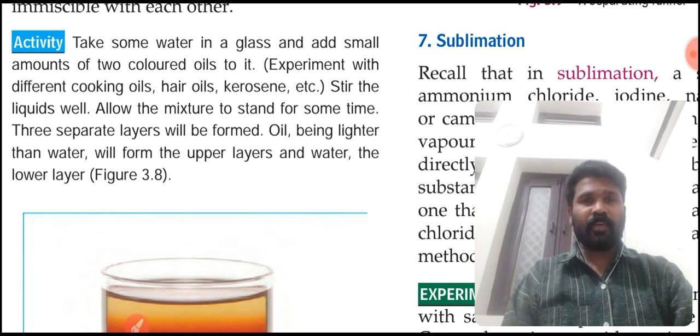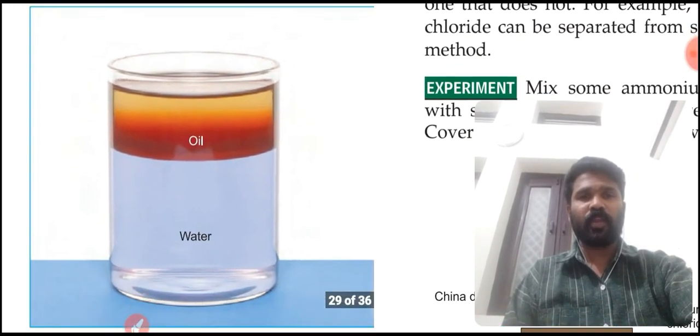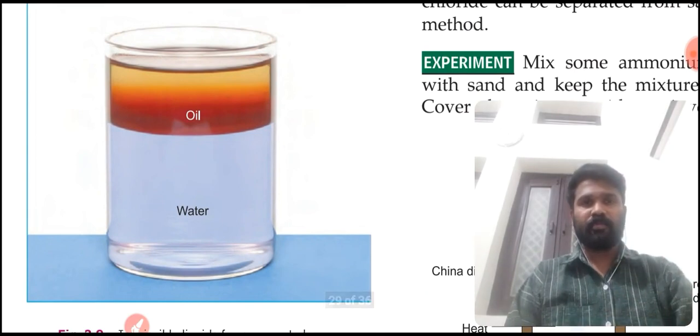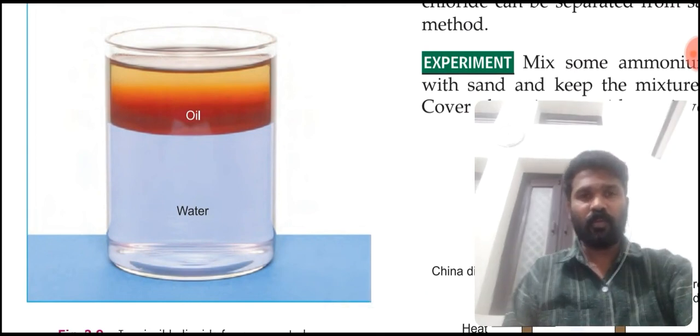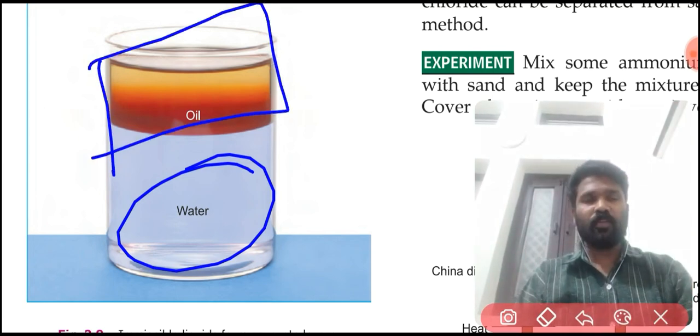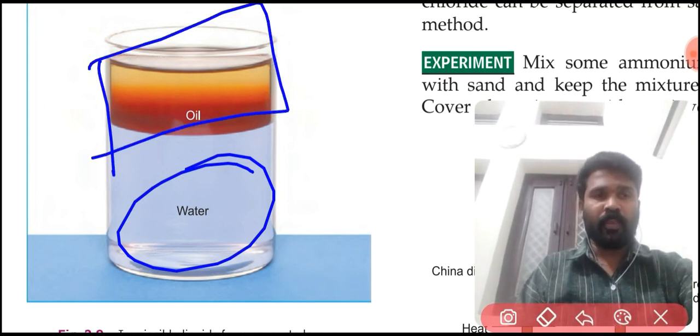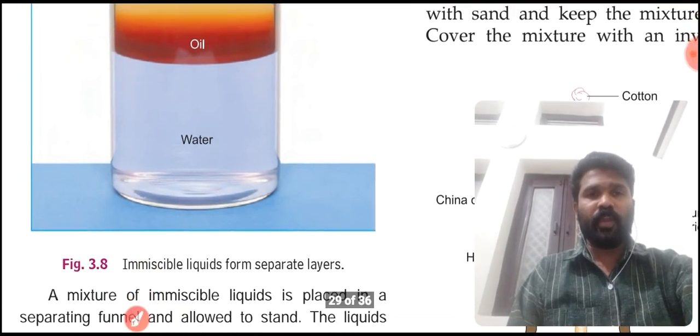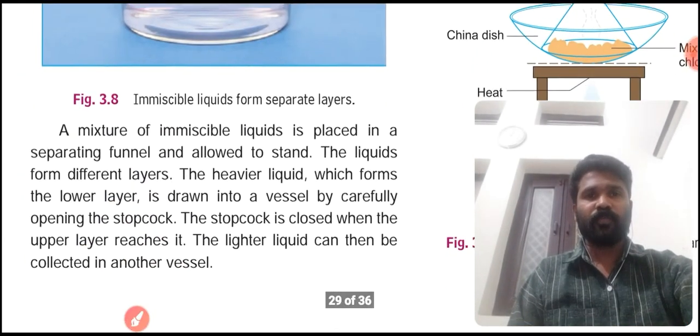Oil, being lighter than water, will form the upper layer and water the lower layer. You can see in the diagram that water is down and different types of oils are collected on the top. So water and oil are immiscible liquids.